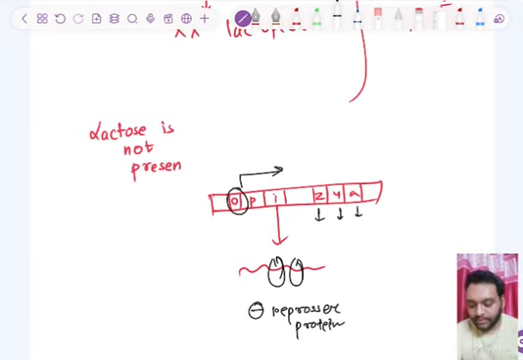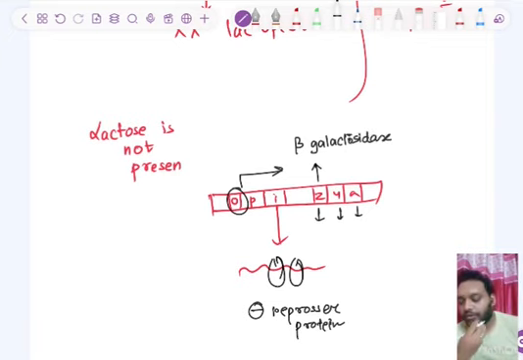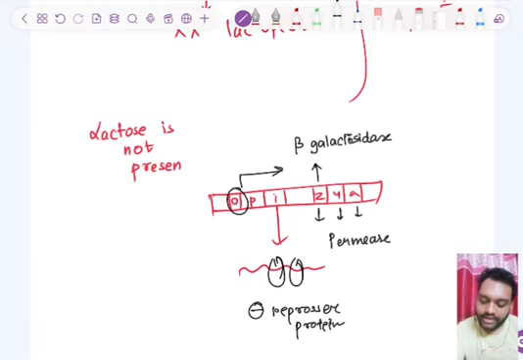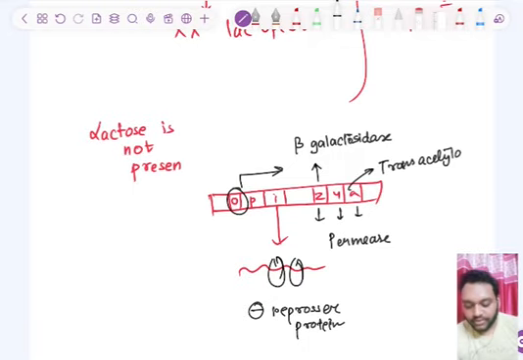So what does Z produce? Z produces beta galactosidase, which basically hydrolyzes lactose into glucose and galactose. Y means permease. Permease increases the permeability of lactose into the cells. What is A? A codes for transacetylase. So this is basically your lac operon.